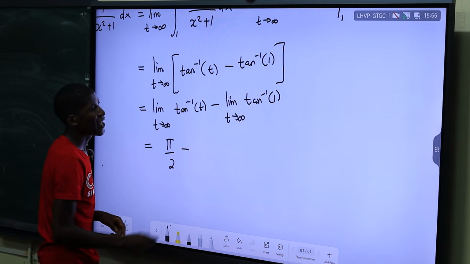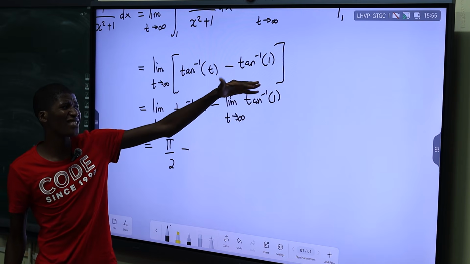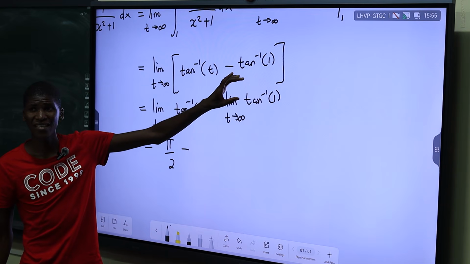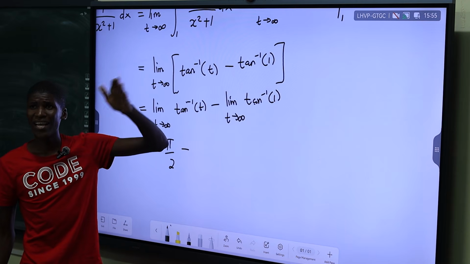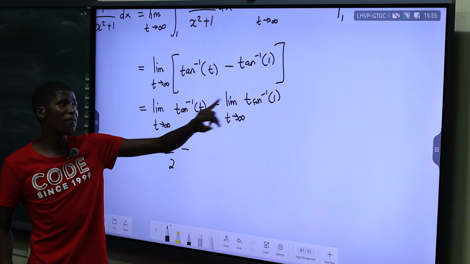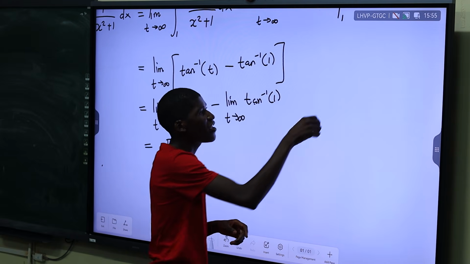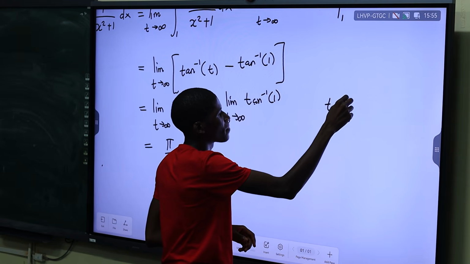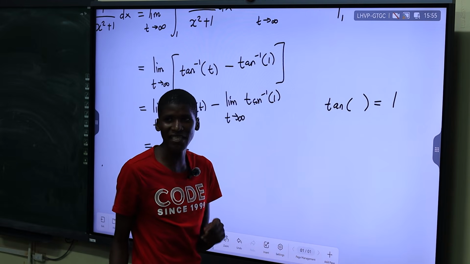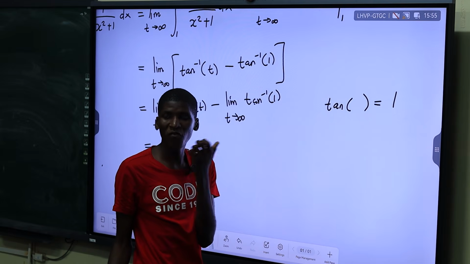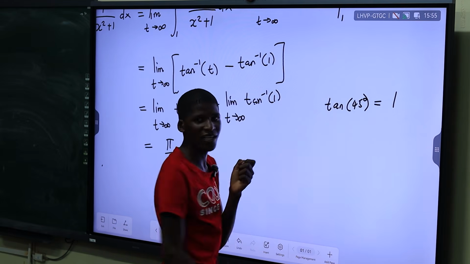Next, the limit of arctan 1. Arctan 1, is it going to be a constant? No, it's going to be a changing thing. Arctan of 1, it's a constant. What value of the angle should go in? Arctan is the inverse of tan. If we say tan of whatever value, we must get 1. What value must be put here to get 1? 45 degrees. Yes, tan of 45 degrees is equal to 1.